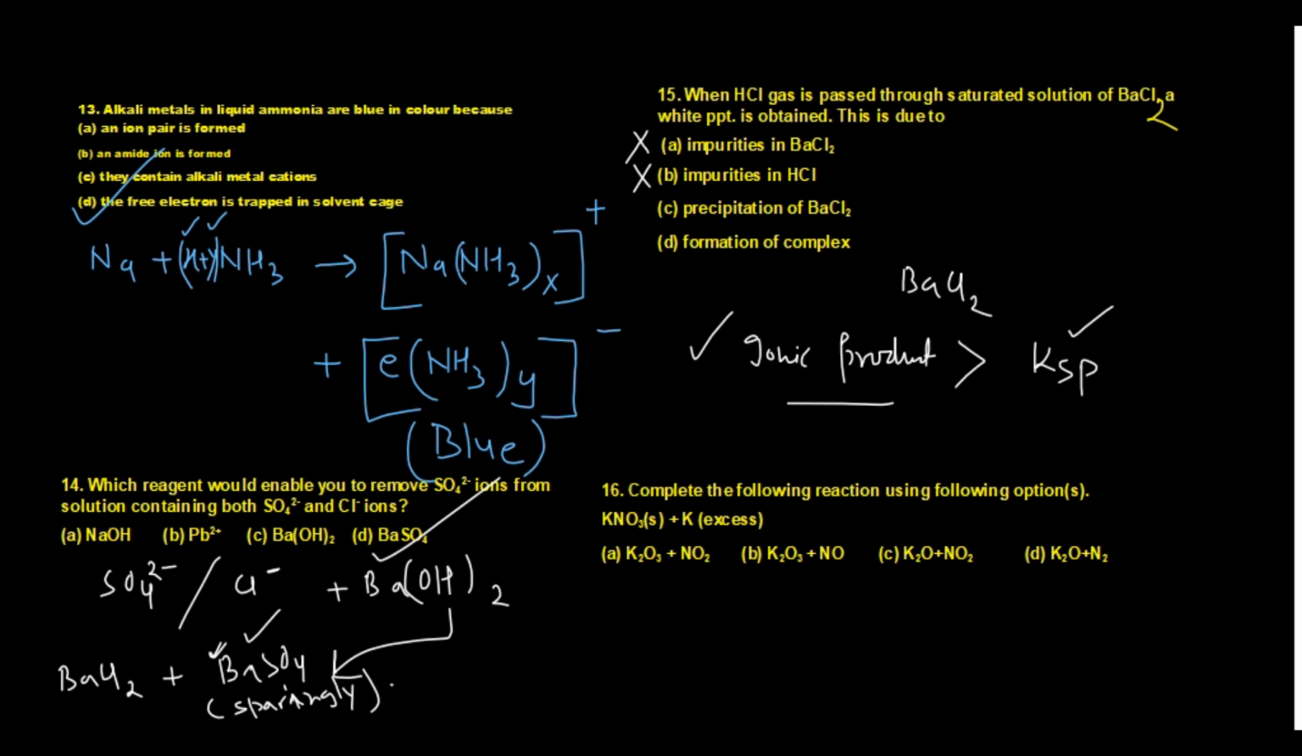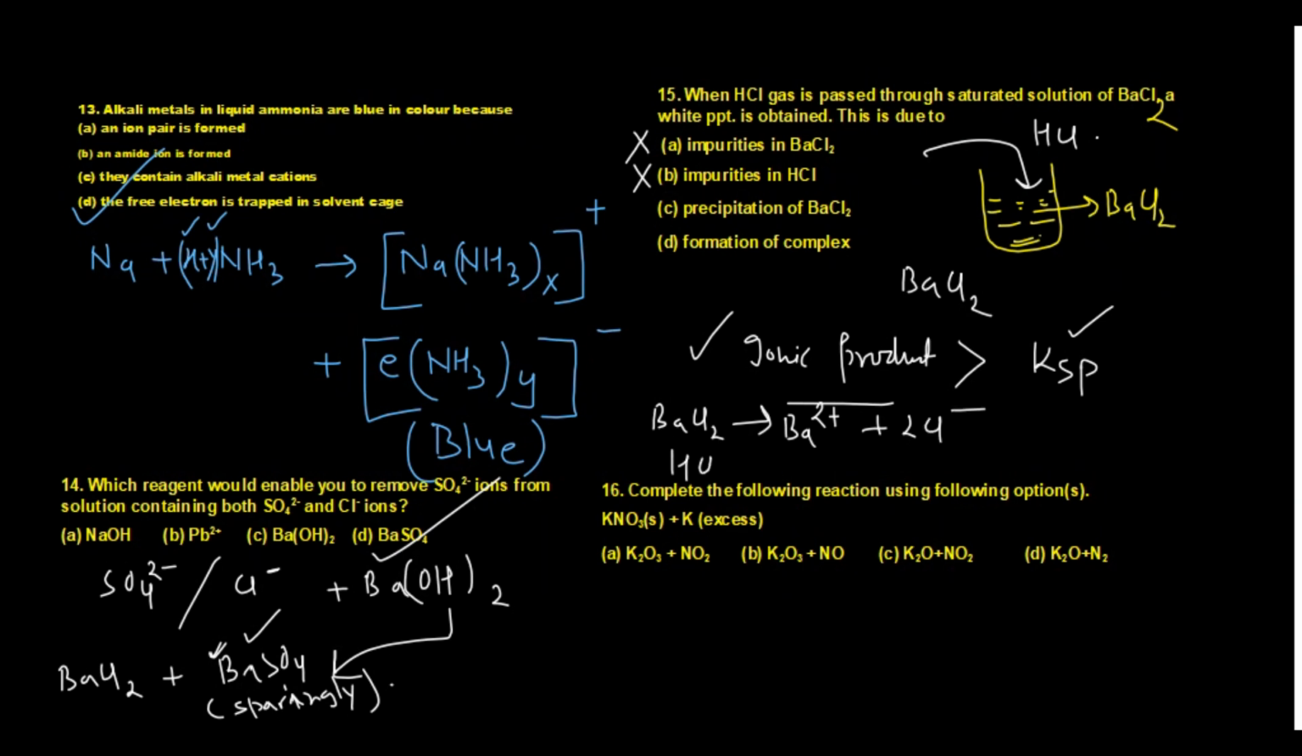So now let's check what is given here. You are passing HCl through the saturated solution of BaCl2. That means in a container you already have the saturated solution of BaCl2. Okay, you have the saturated solution, and from the outside you are adding the HCl. So what can happen in that case? Your BaCl2, if I write it in the ionized form, will give you Ba2 positive plus 2 of Cl negative, and you are passing the HCl gas, that means H positive and Cl negative.